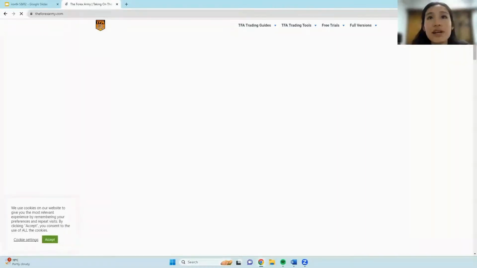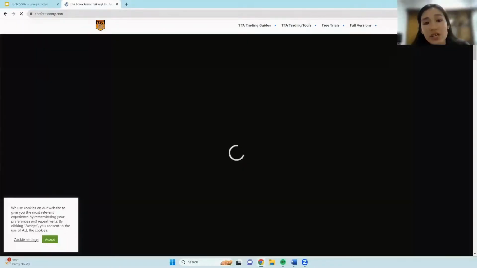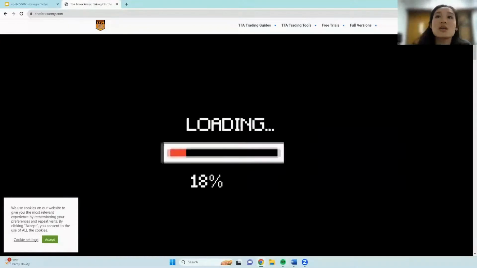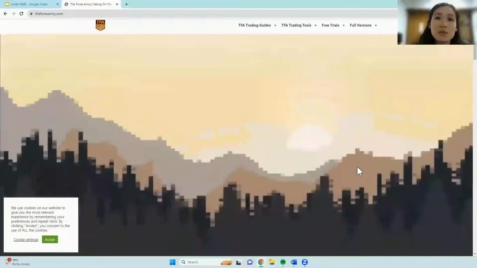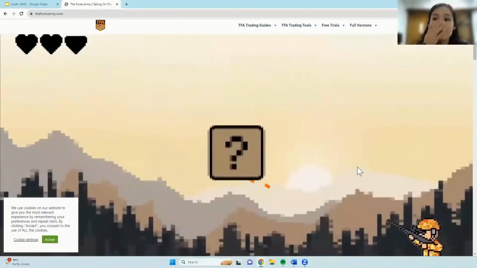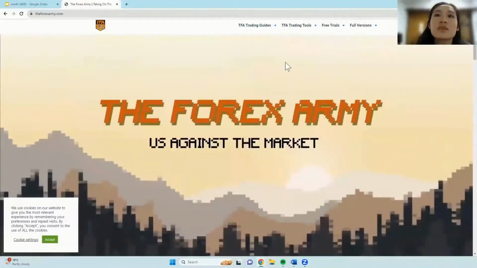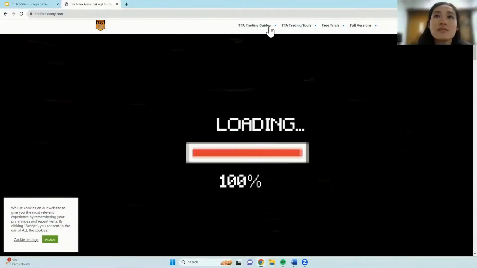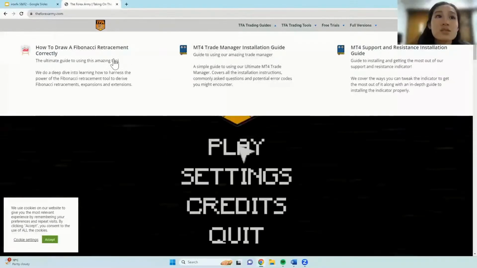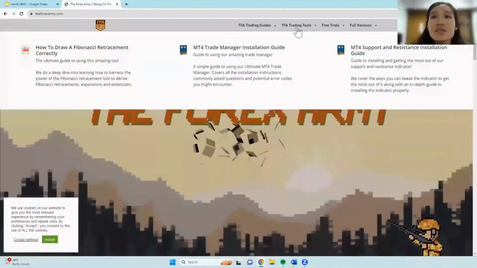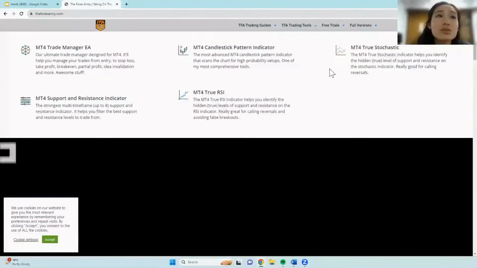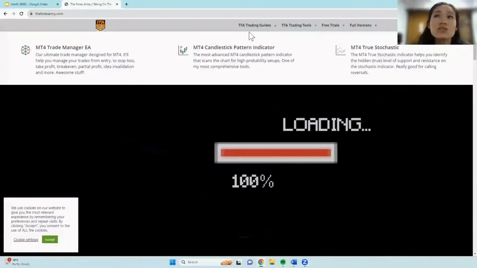So here you'll find some trading guides. We have guides on Fibonacci, support and resistance. We also have trading tools that you can download for free and just implement into your MT4. So we have Fibonacci, how to draw it correctly, support and resistance, and a couple of MT4 downloadable trading tools as well.